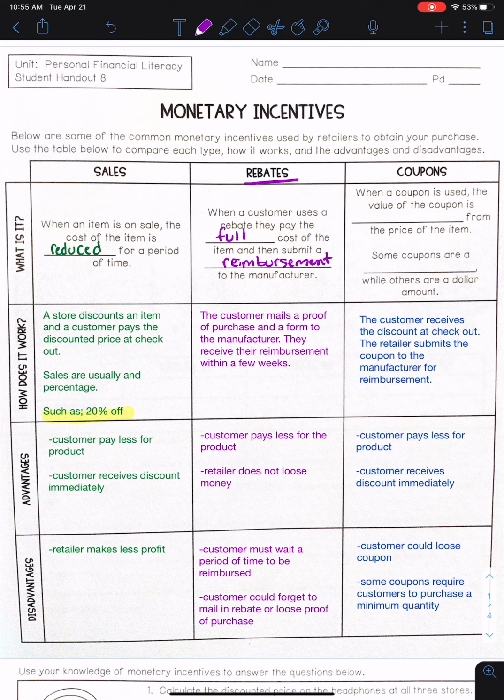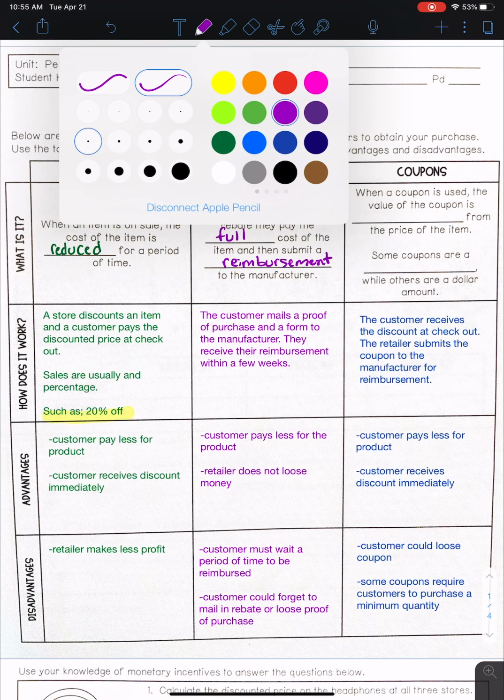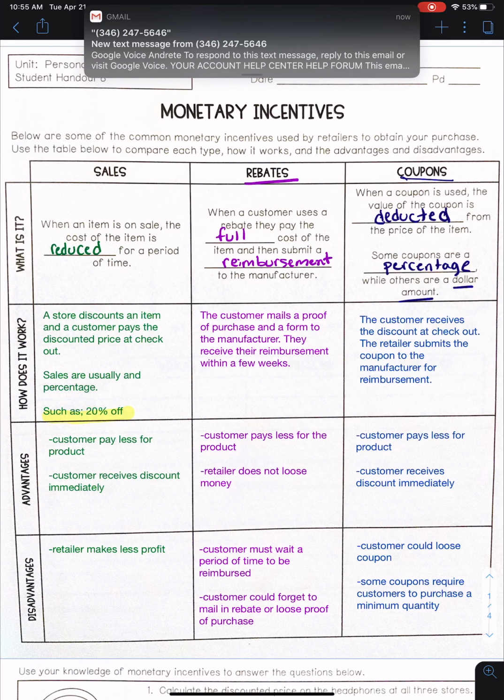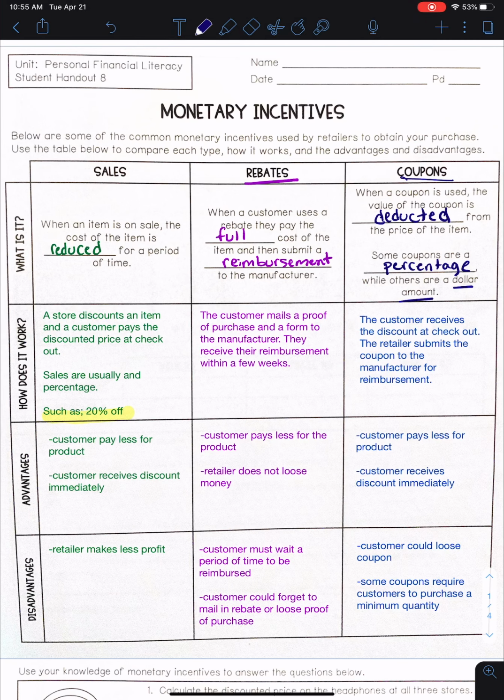You have to wait. The next one is coupons. So when a coupon is used, the value of the coupon is deducted or subtracted from the price of the item. Some coupons are a percentage, while others are a dollar amount. Okay. The customer receives the discount at checkout. The retailer submits the coupon to the manufacturer for the reimbursement.